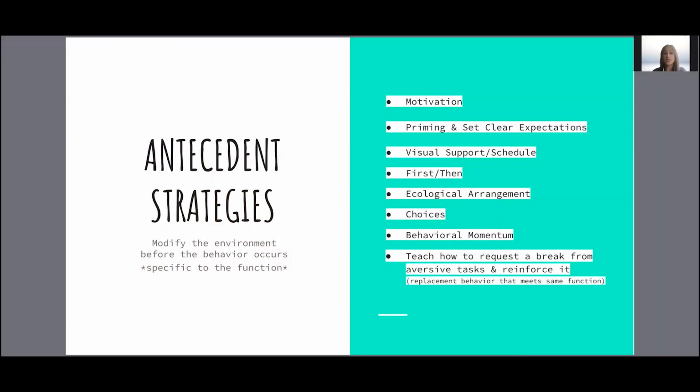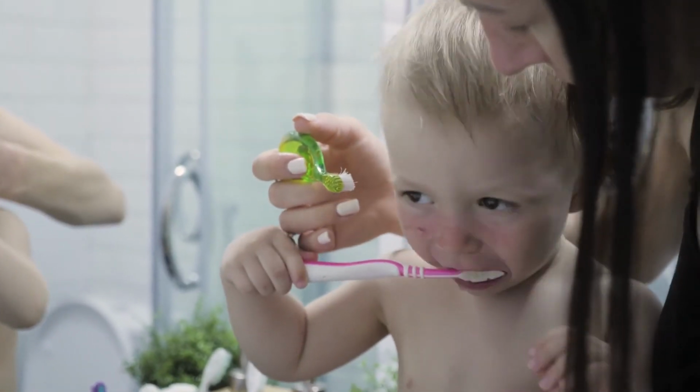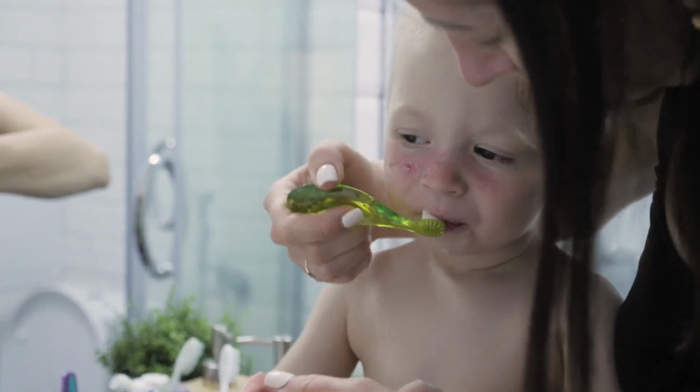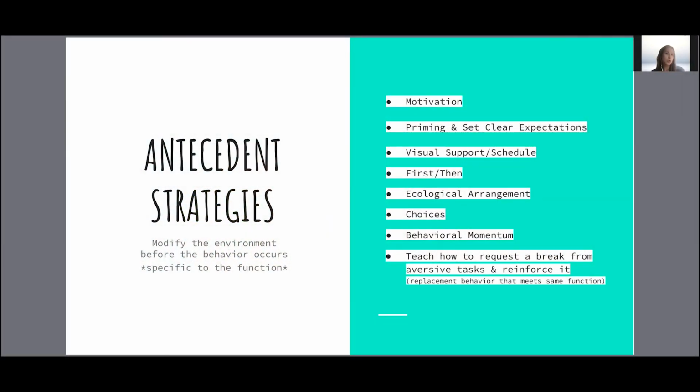We could engage in some choices. For example, we could say, you could brush teeth, or I could brush teeth for you. You see how the end result is still Johnny brushing teeth. We're just providing him the choice and giving an illusion of control, that the child is actually able to choose in which manner he's going to brush teeth.